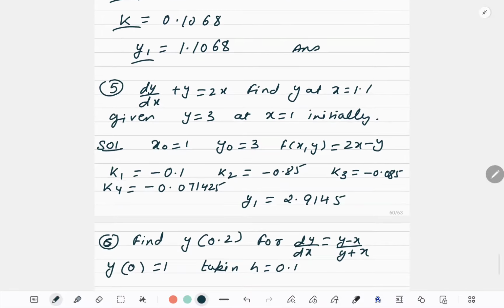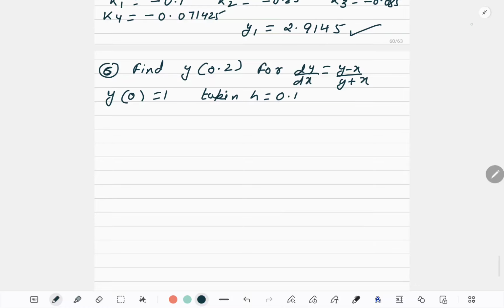Now come to the next question, dy by dx plus y. In this type of question, first you create dy by dx. So dy by dx will be 2x minus y. Right. And then solve the values. Here x0 is 1, y0 is 3. And this is the value of function. So K1, K2, K3, K4 you find out and find out the value of Y1. Now let's move to the next question.